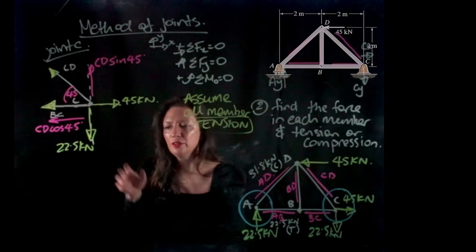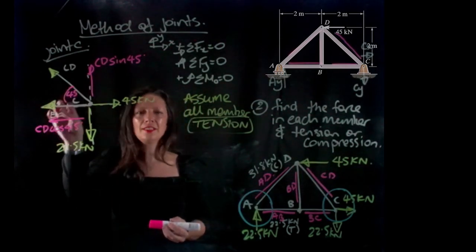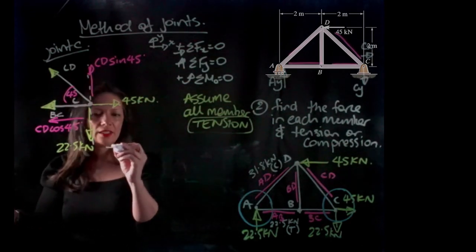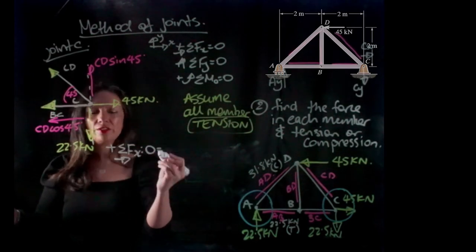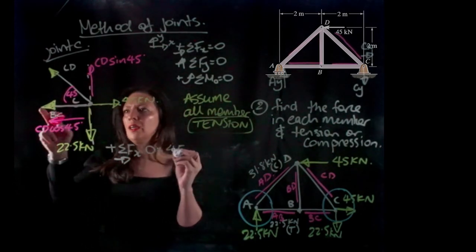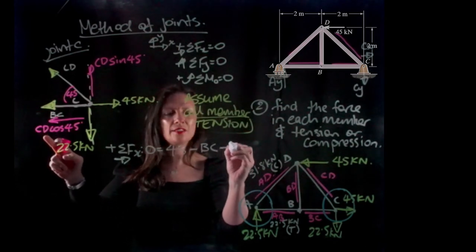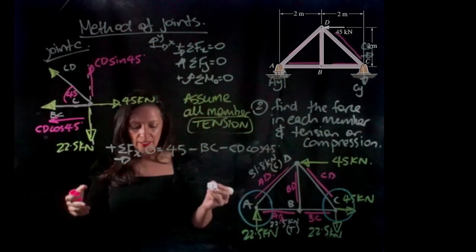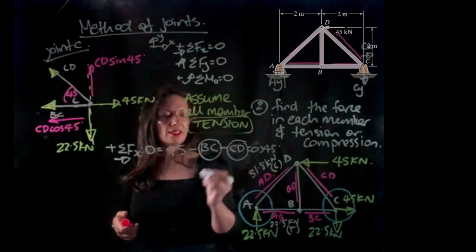So if we want to resolve our forces in our X and Y direction, we should be able to find what the force is in each of these members. So we'll start with the sum of the forces in the X direction has to equal 0. What do we have in the X direction? We have a positive 45 kilonewtons minus BC and minus CD cos 45. So here I have actually two unknowns. I have BC and CD.